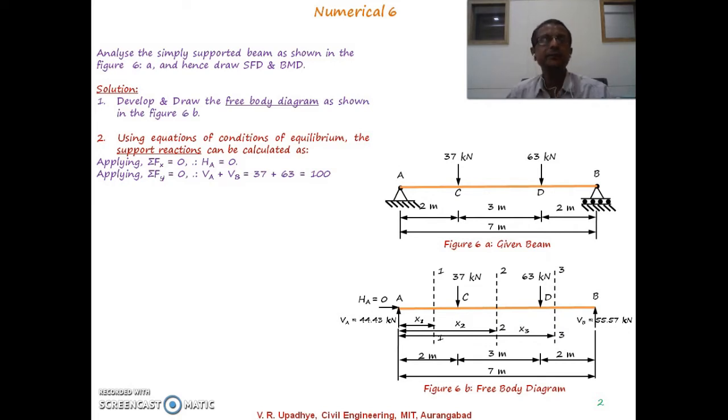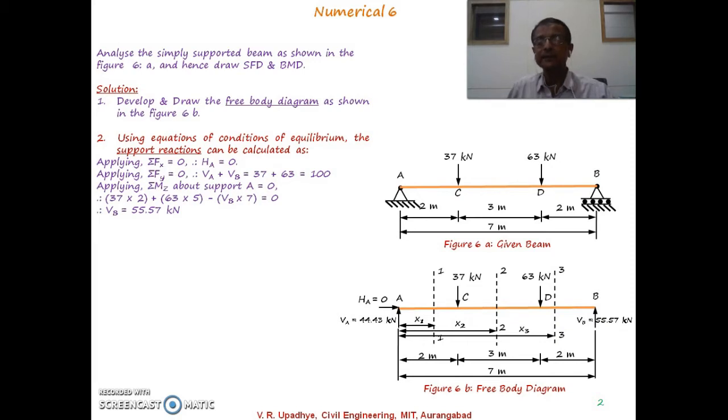Now if we consider summation of moments of forces about any of the support points equal to 0, let us say we apply summation of M about support A equal to 0. The moment due to the 37 kN force will be 37 into 2, and that is clockwise, so written as positive. The moment due to the 63 kN point load will be 63 into the distance between support A and D, that is 5 meter, so 63 into 5, and the same is clockwise, so plus. And due to the reaction at B, VB, considered as upward, that will be anticlockwise about support A. So that will be VB into the total distance of 7 meter, VB into 7, that is negative. And the sum of this must be equal to 0. That gives us the reaction at B, calculated as VB is equal to 55.57 kN.